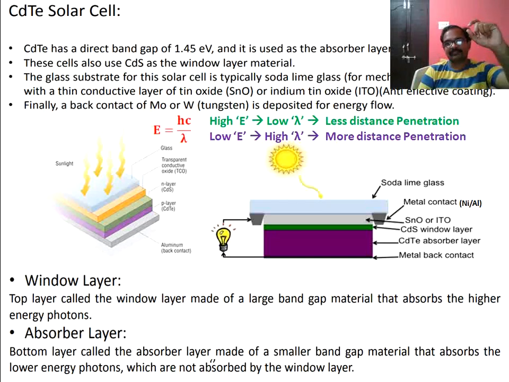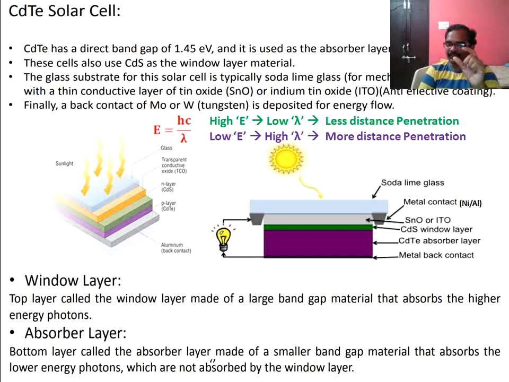Here we are using two different types of materials. The top layer is a window layer, and I am using a high band gap material called CdS, having a band gap of 1.58 electron volts, whereas the bottom layer is a CdTe layer called an absorber layer, which has a band gap of 1.45 electron volts. So the top layer has more band gap and the bottom layer has less band gap.